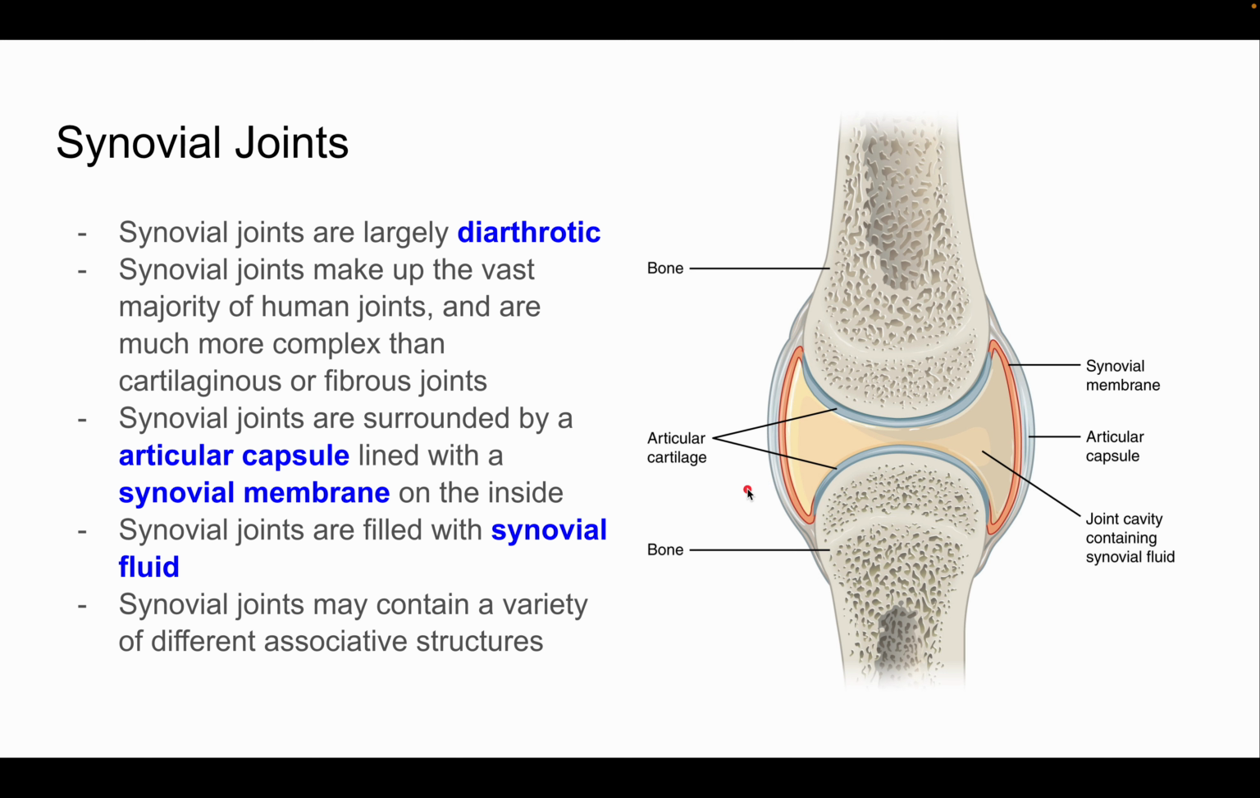Now, synovial joints have a variety of different associated structures, and we'll get into that right after this slide. So that's it for the basic structure of synovial joints. And one more thing, the articular cartilage inside of synovial joints is always hyaline cartilage. I'll write that down. The articulating surfaces are always hyaline cartilage, and we call it articular cartilage. Here are the articular capsule, the synovial membrane, and the synovial fluid, and then the two articulating bones.